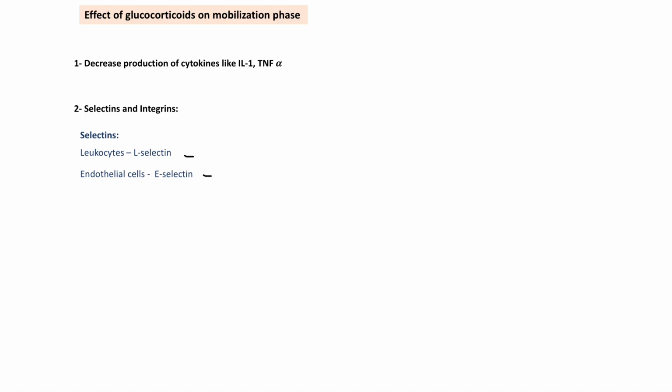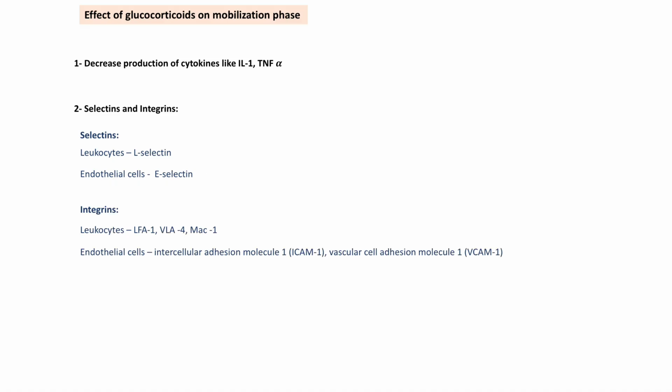Low levels of selectins then prevent binding of neutrophils to endothelial cells, and this contributes to an increased number of neutrophils in blood. Glucocorticoids also decrease synthesis of integrins in neutrophils and integrin ligands in endothelial cells, like intercellular adhesion molecule 1 and VCAM1.